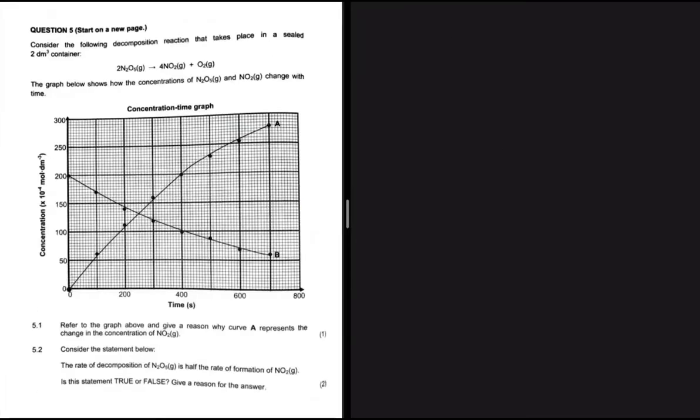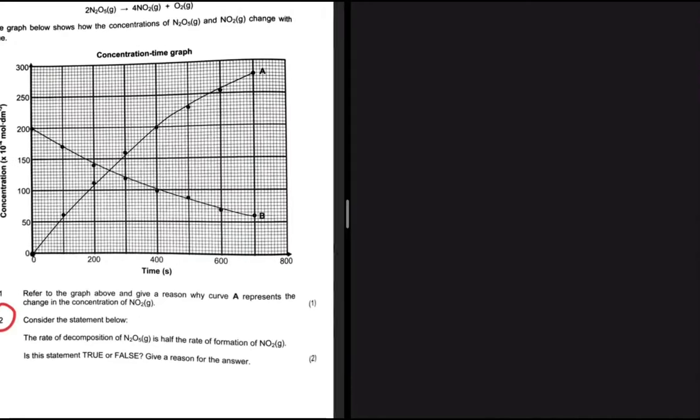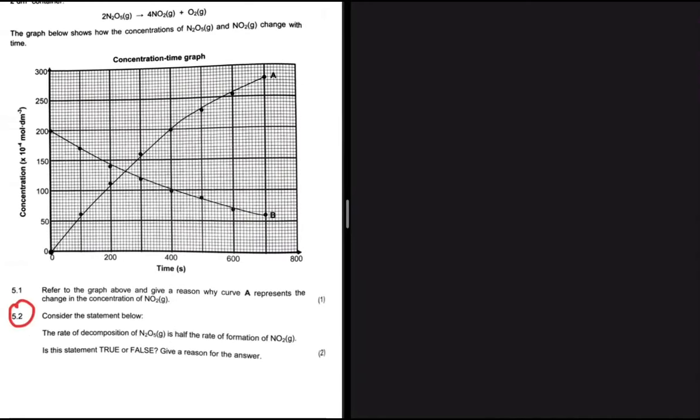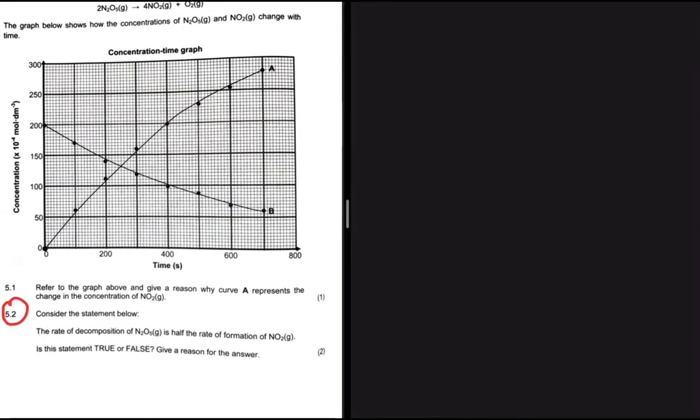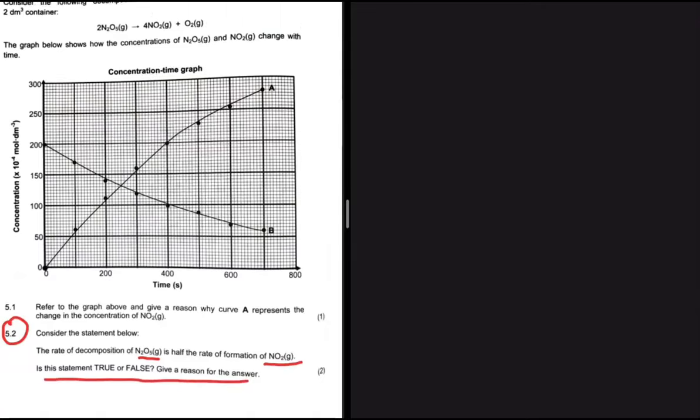I only realized this not too long ago. So let's look at 5.2. The question says, let's consider the statement below. The rate of decomposition of N2O5 is half the rate of formation of NO2. Is this statement true or false? Give a reason for the answer. Do you know that you can actually use the balancing coefficient to find the rate of reaction of one compound if you have the rate of reaction of the other? I just only realized that not too long ago.